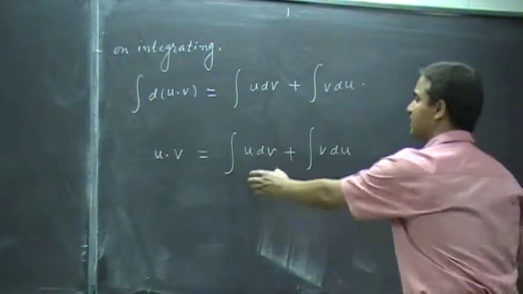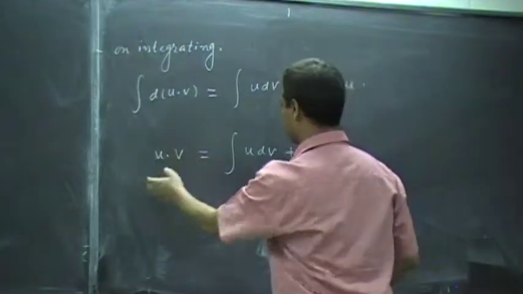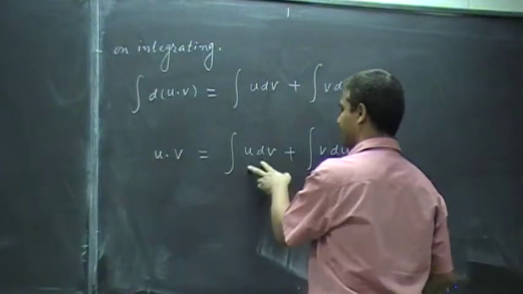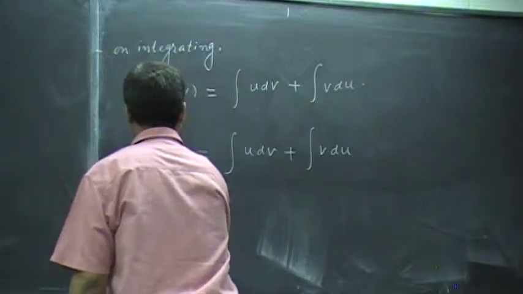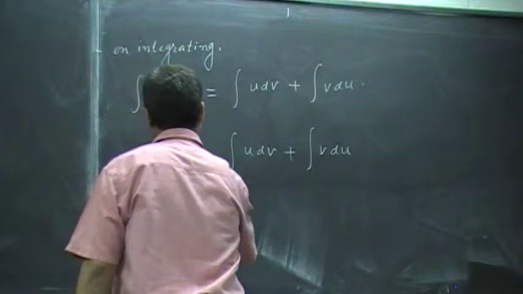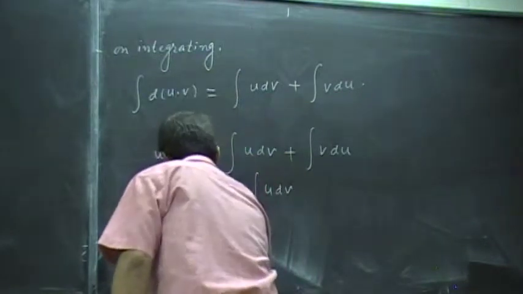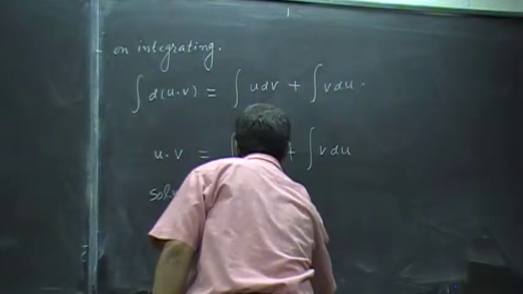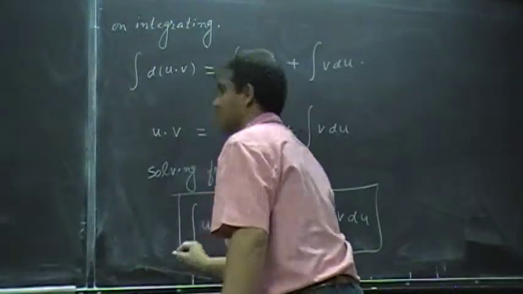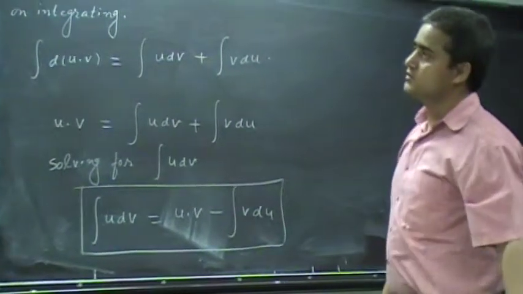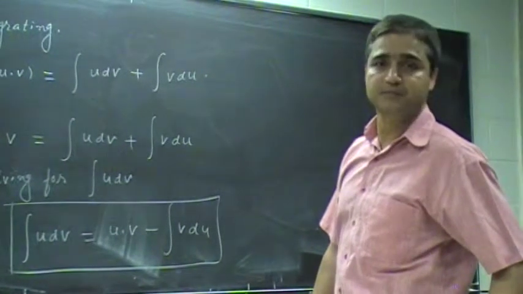Okay, let's solve for this quantity. If we keep this as it is, let me move this to the left. It becomes u times v minus the integral of v du equals the integral of u dv. Let me write, solving for the integral of u dv, we get the integral of u dv equals u times v minus the integral of v du. That's the rule of integration. So the proof is kind of straightforward. We can get it from the product rule of differentiation.